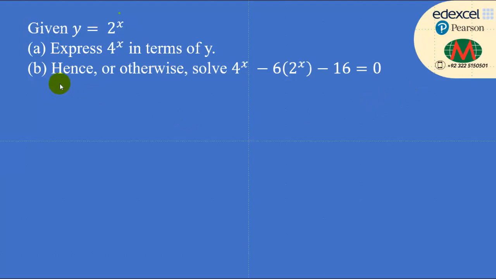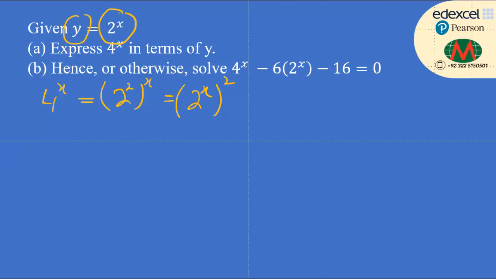In the first part of the question, we have to express 4^x. We know that 4 is basically 2 squared, and you can shift the power here, so it will become (2^x) squared, and we know that 2^x is basically y, so this is y squared. Now look at this equation.